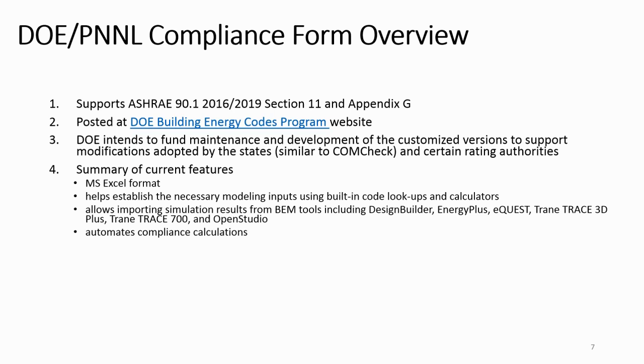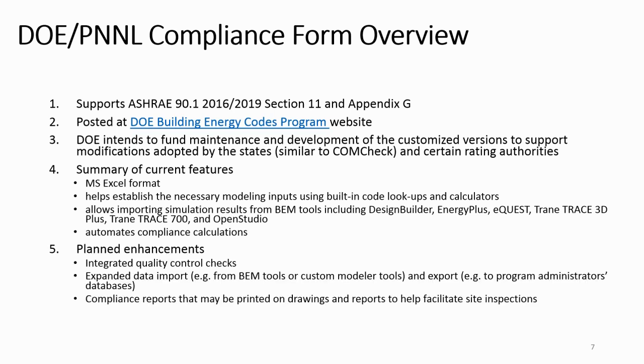And then the compliance form also automates compliance calculations, because especially with the new Appendix G, establishing compliance based on simulation results is no longer as straightforward as just comparing energy cost of the baseline and proposed design. There is a certain calculation that should be followed that is sometimes misinterpreted. So the compliance form automates that.